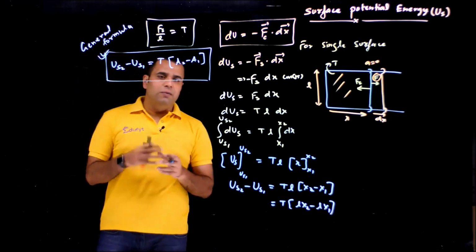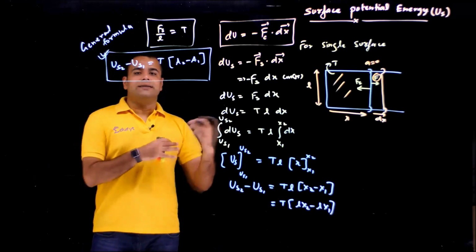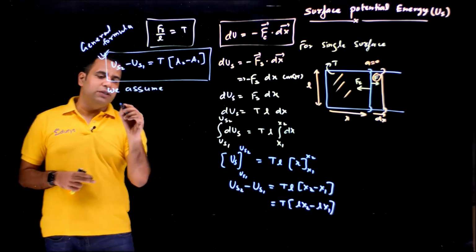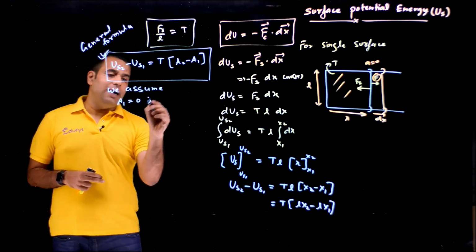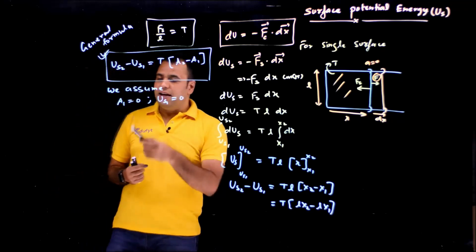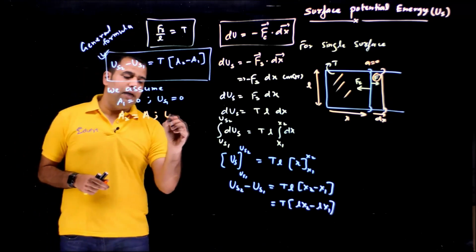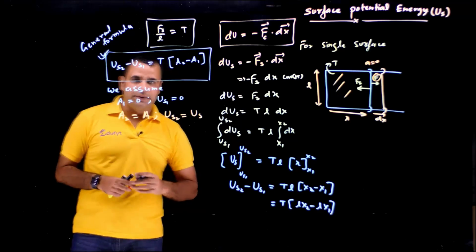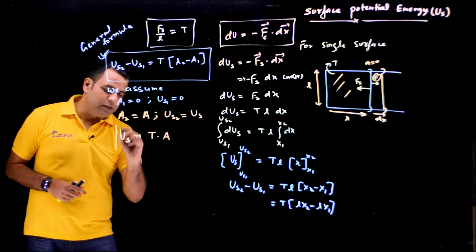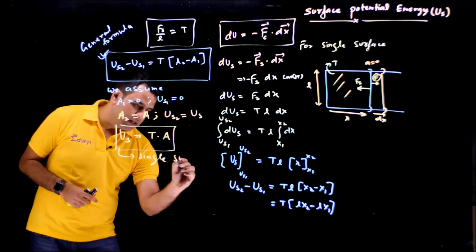Okay, so let's make this formula a little bit easier. To make this formula easy, we assume potential energy is 0 at some point. So we take the assumption that when the area A1 was 0, the potential energy Us1 is 0. Then when A2 becomes A, some general area, I define Us2 as just Us. By putting these values, the potential energy will be equal to T into the cross-section area A. And this formula is only valid for a single surface.